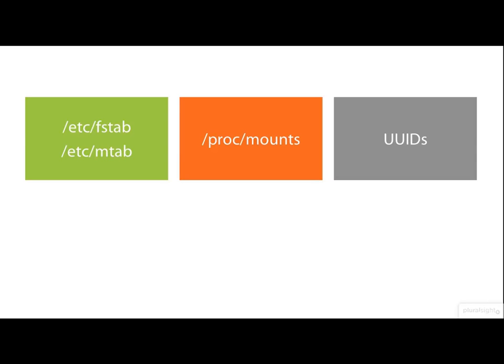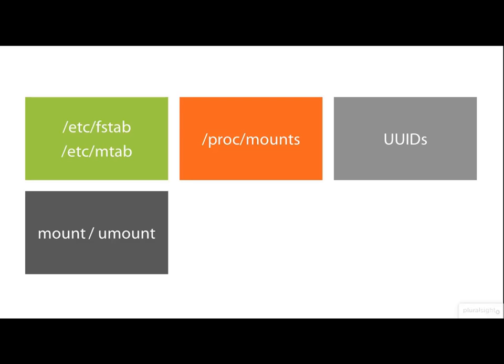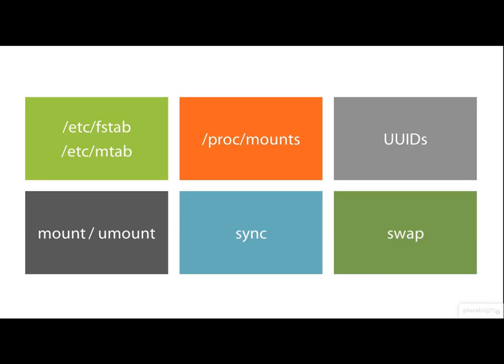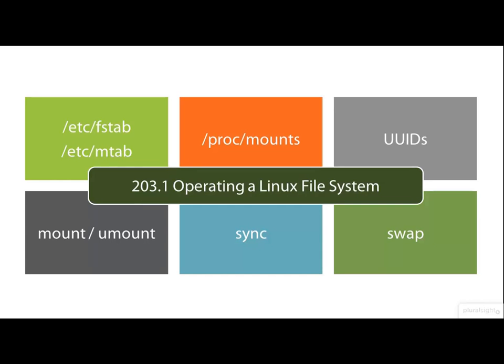We'll be looking at UUIDs, although we looked at it in a little bit more detail within the previous module when we were looking at the introduction. We'll be looking at the mount and the umount command, along with the sync command. We'll finish up by taking a look at the swap file system and seeing how we can organize swap. Much of this is recapping on some of the things that you would have done within your LPI Level 1 certification, but it's making sure that we can remember it and expand our knowledge to meet the objectives for 203.1, operating a Linux file system.